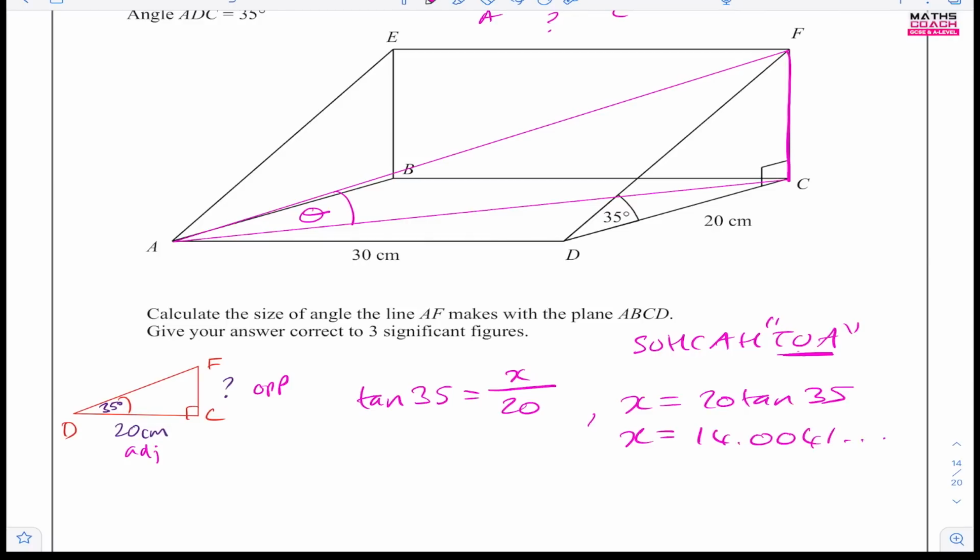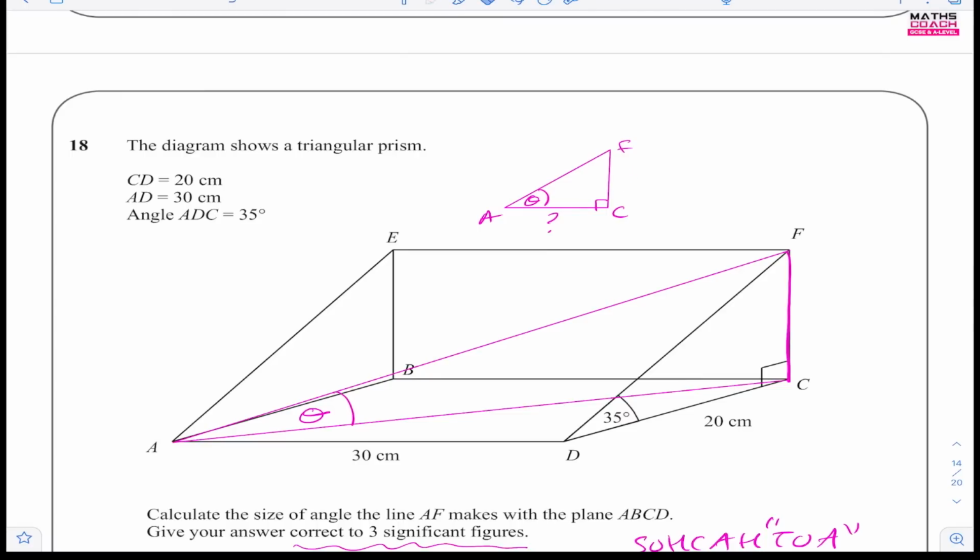14.0041... We can also round to 2SF or something like that. But remember, the final answer needs to be rounded to 3SF. If you start rounding early here, then your final answer may change slightly. So it's better to keep your accuracy and keep as many decimal places as possible until you get to your final answer, which you can round to 3SF then. So we're going to keep 14.0041 for now. We found FC, so we can write in here now our value for FC, which is 14.0041... centimeters. Now we just have to find AC.